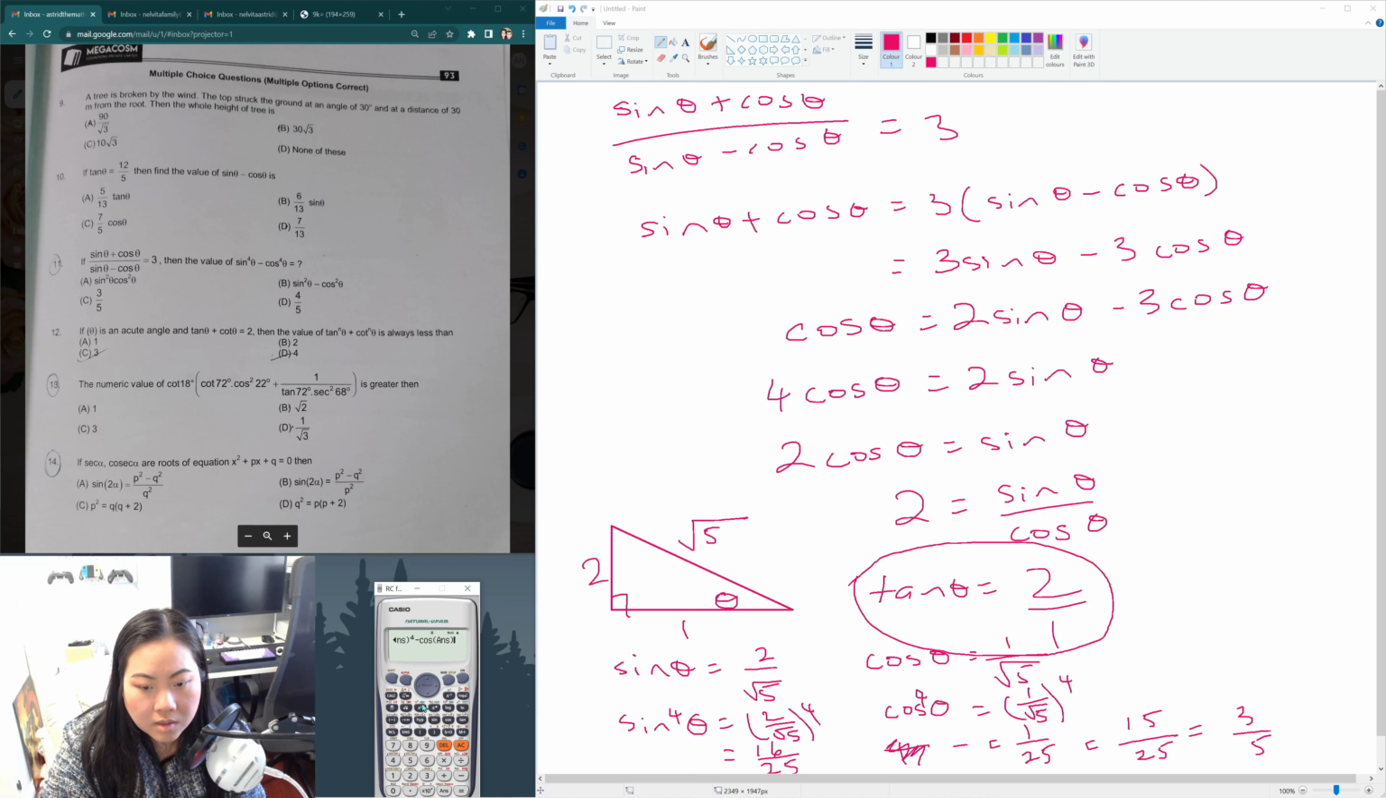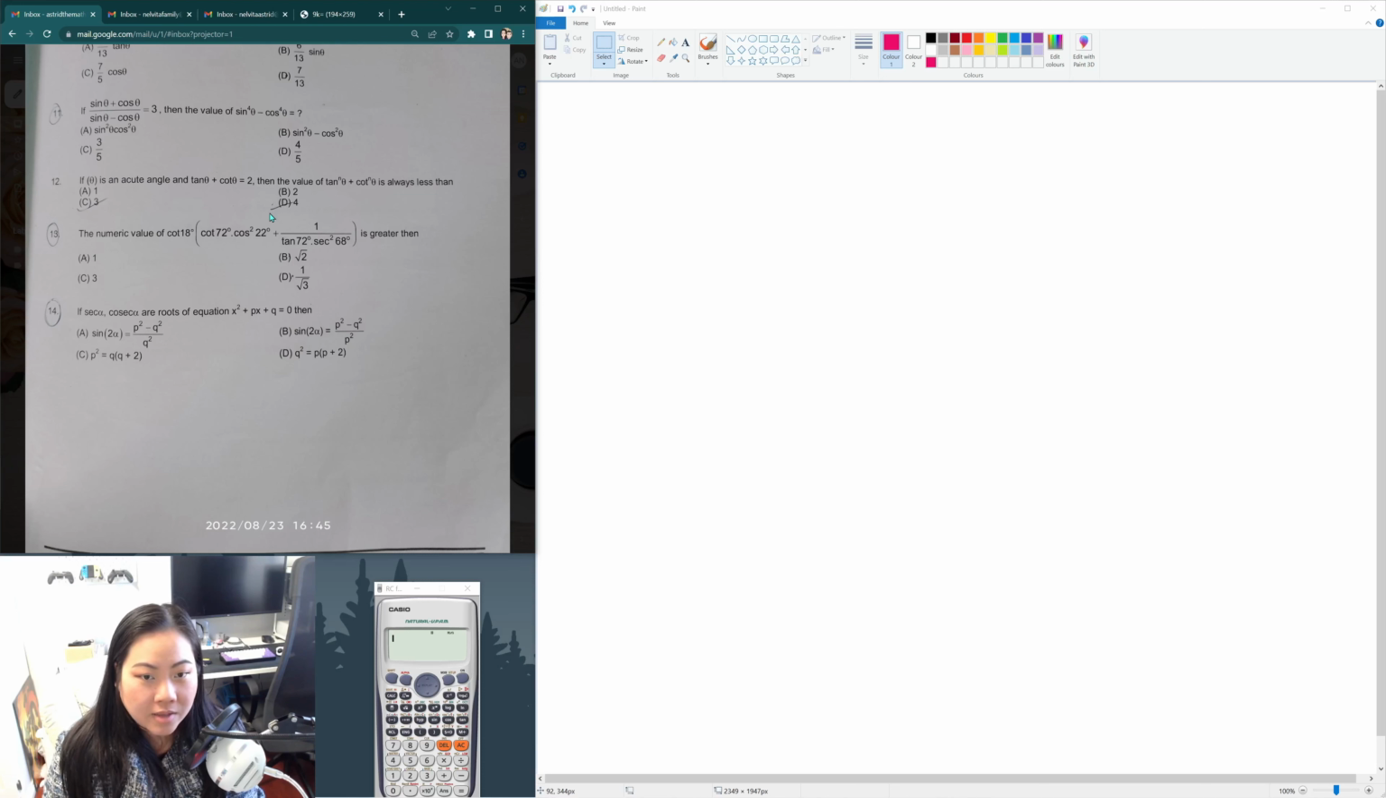I found question 12 quite confusing. And again, I don't have the answer sheet, so I'm just doing the best I can with what I have. You'll find out soon enough why it confused me so much. So the question is, if theta is an acute angle and tan theta plus cot theta equals 2, then the value of tan to the power of n plus cot to the power of n is always less than 1, 2, 3, or 4.